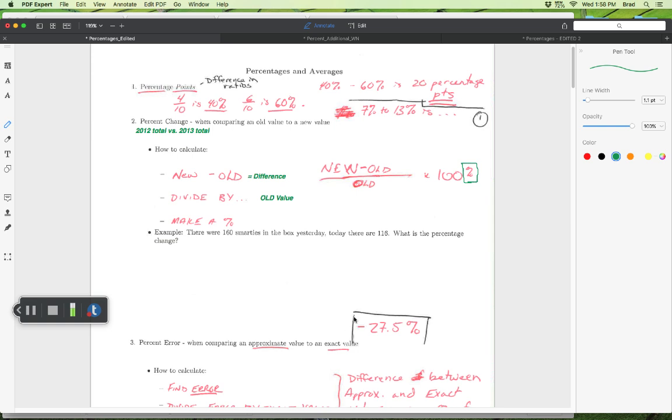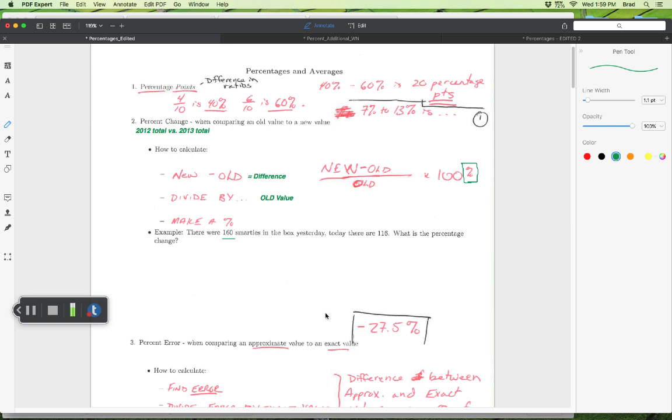So we got this negative number, right? Before you multiply by 100, it's negative 0.275. And then once you multiply by 100, it's obviously negative 27.5%. So our percent change means that we lost 27.5% of our original 160 Smarties. That makes sense, that we should compare how much the change is to the old value.